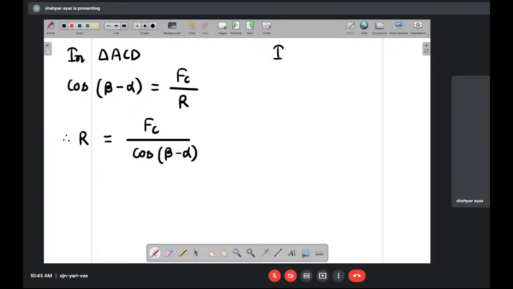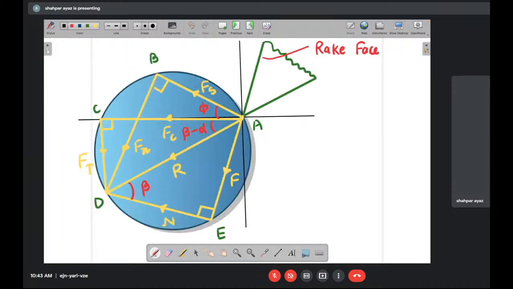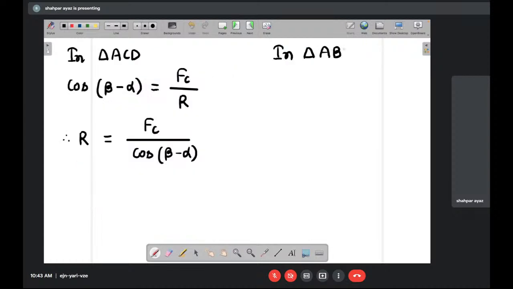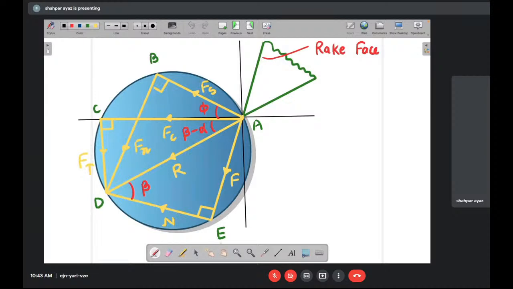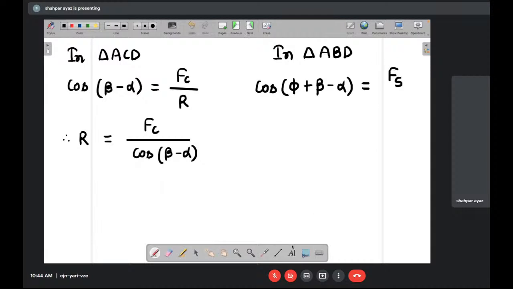Now similarly, let's move to triangle ABD. In triangle ABD, cos(phi plus beta minus alpha) is Fs by R, shear force by resultant. Now we can conclude that the shear force, if I put the value of resultant in this, 1 by R is cos(beta minus alpha) by Fc.